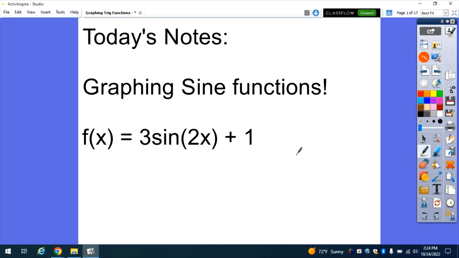That is graphing sine functions. So you see here, there's a little example sine function, but there's some pieces to this that you may not be familiar with, so let's go through those pieces.